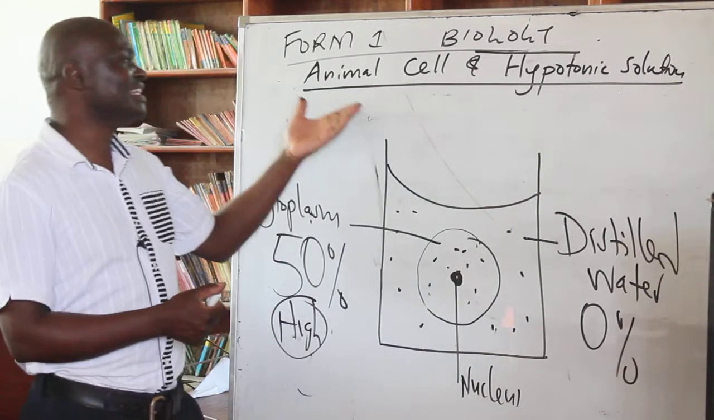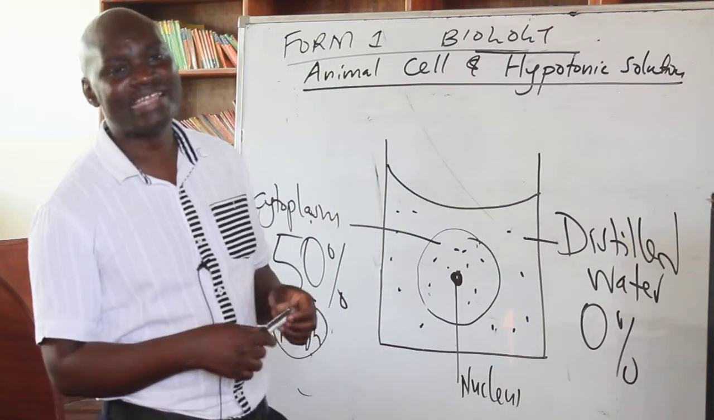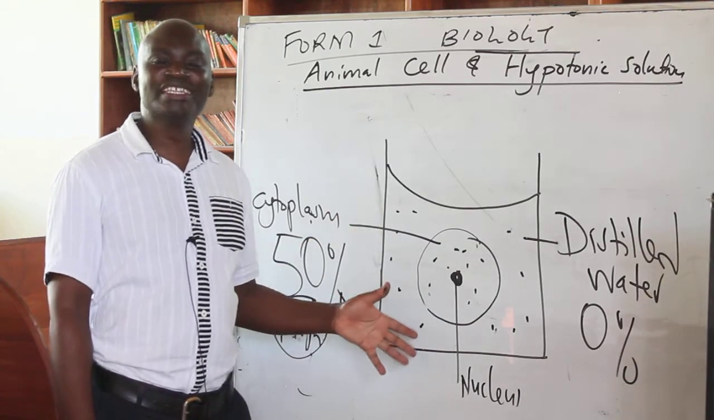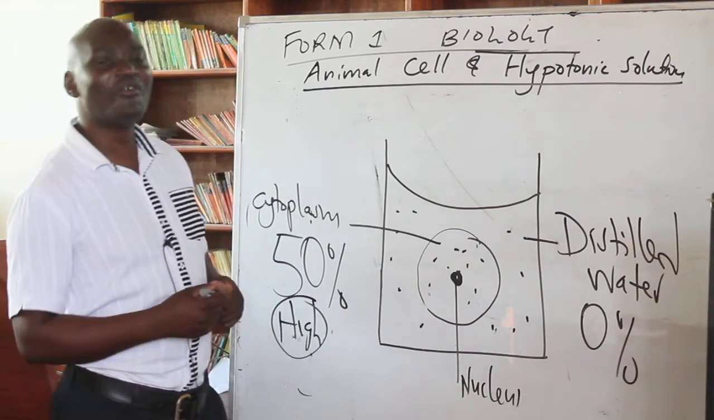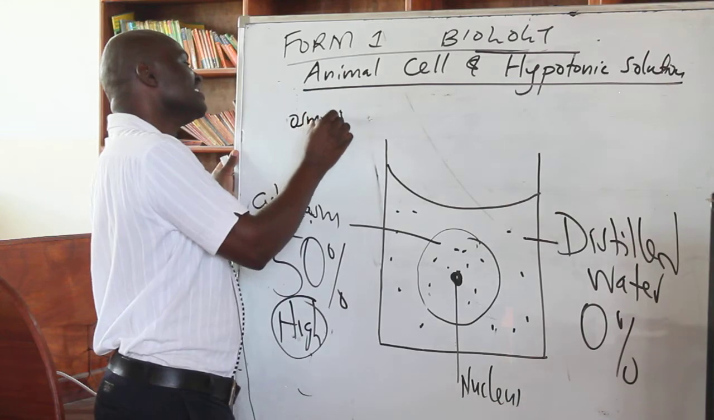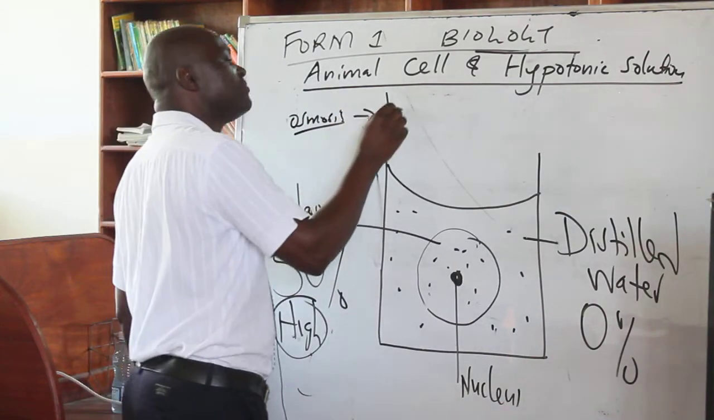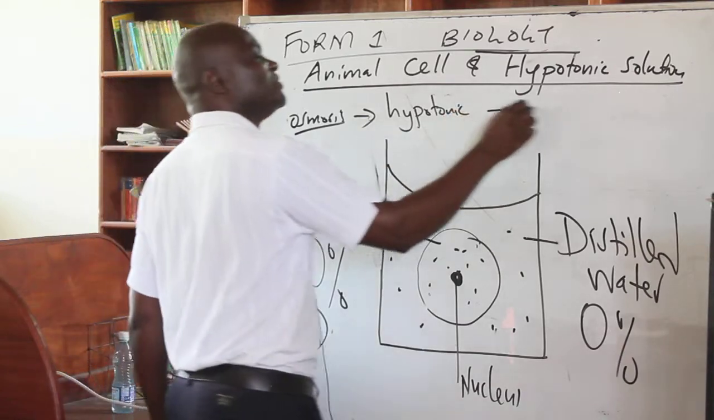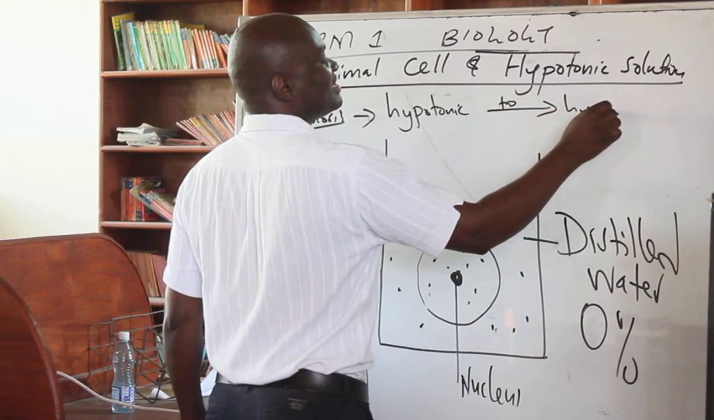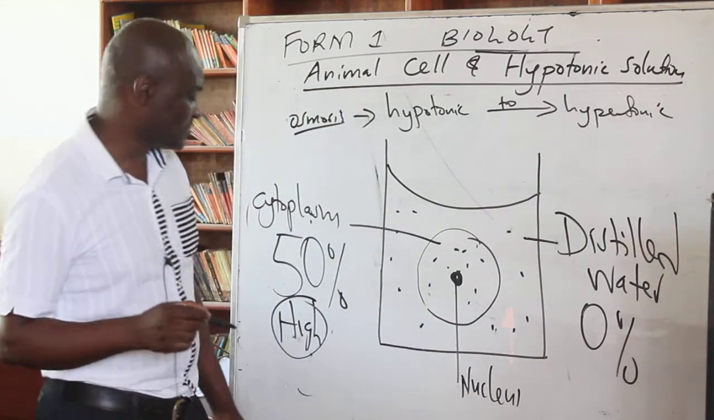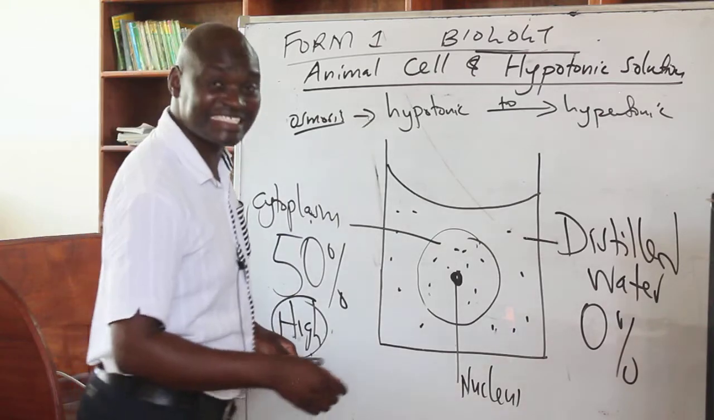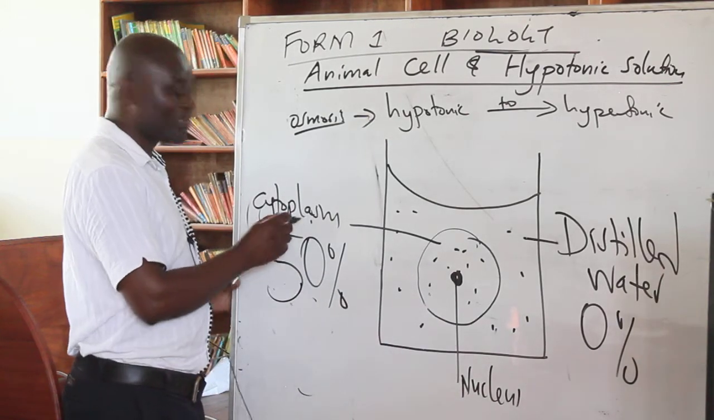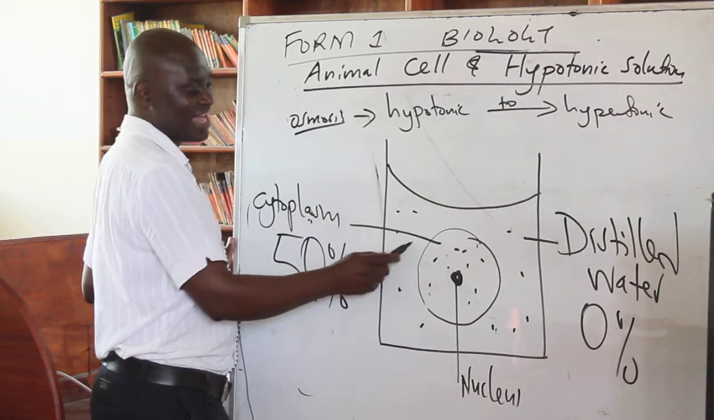Yes, welcome back. We are still in animal cells and how they behave in a hypertonic solution. Using the knowledge of osmosis, the movement of water. When we talk of osmosis, it is the movement of water from a hypotonic solution, a solution of low concentration, to a hypertonic solution, a solution of high concentration. So here, the cell cytoplasm is more concentrated than the distilled water.